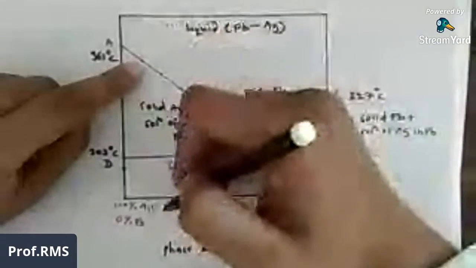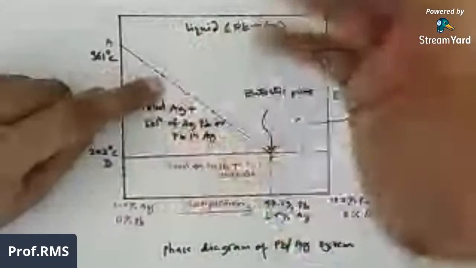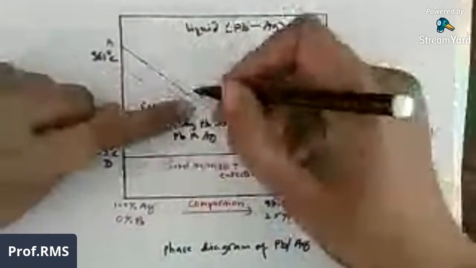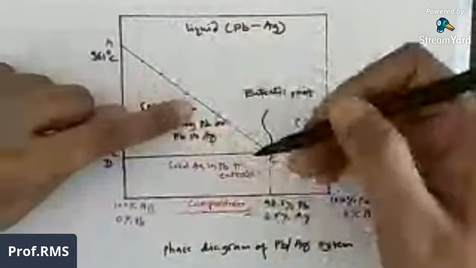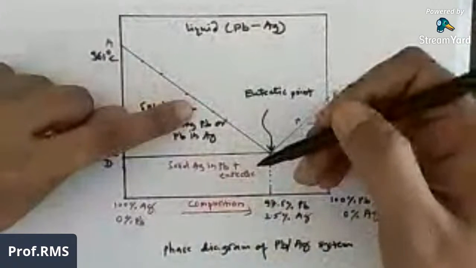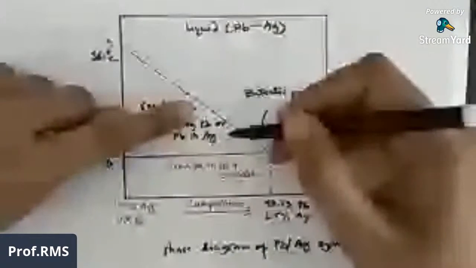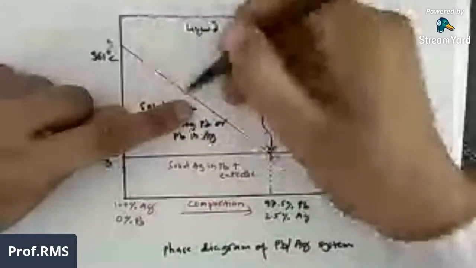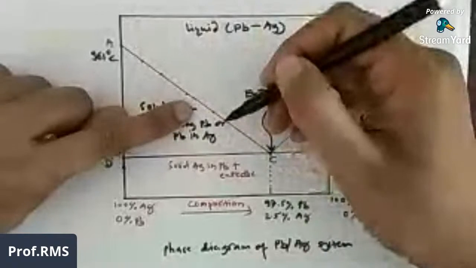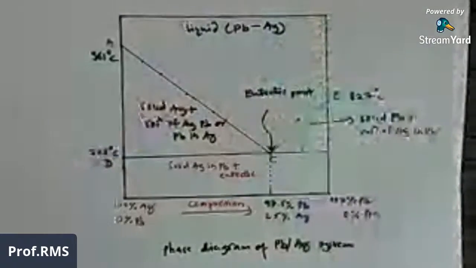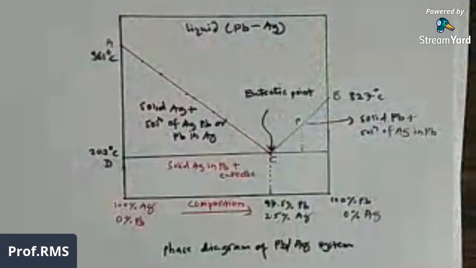Again, if I add lead into the silver, I get another composition. If again I add lead, I get another composition. So basically I am getting an alloy of silver and lead at each addition. And what change is taking place in this system? The melting point of silver is getting reduced. Okay, hope you understand the concept.